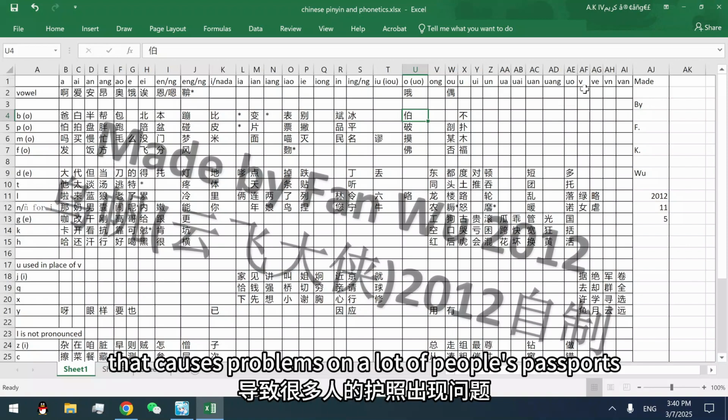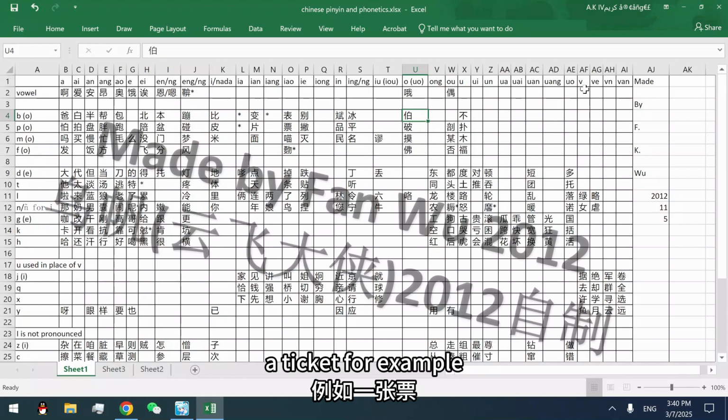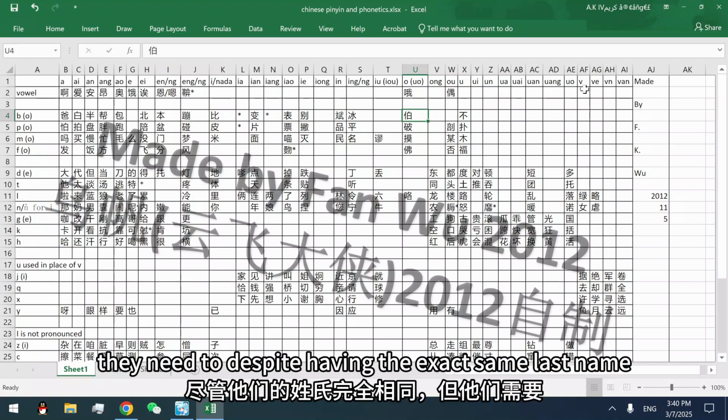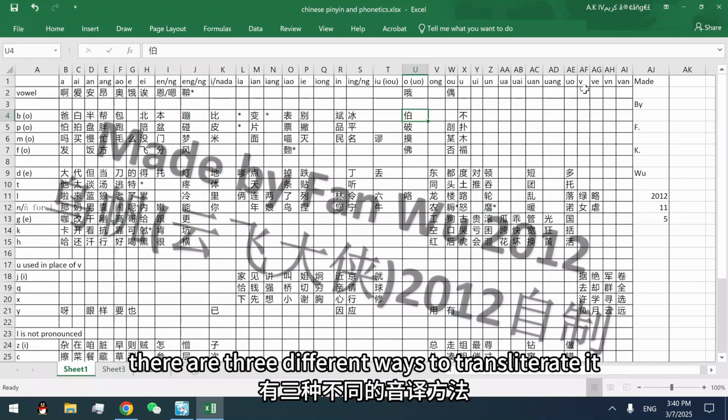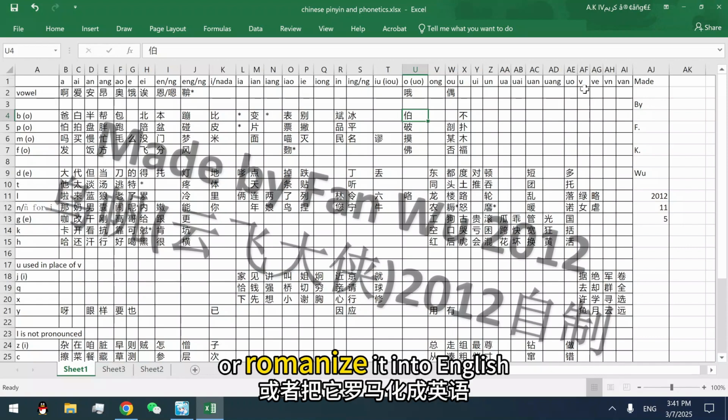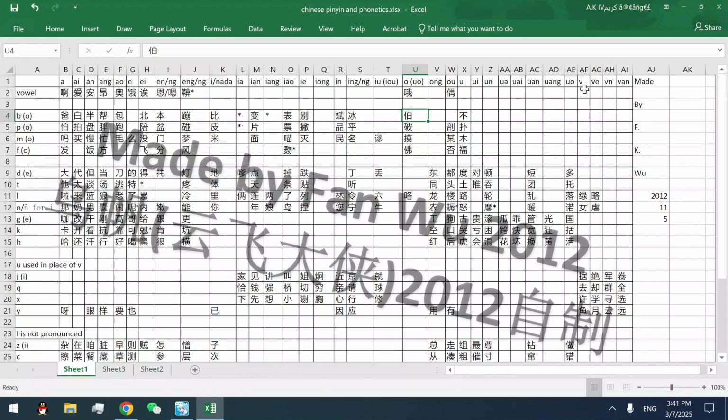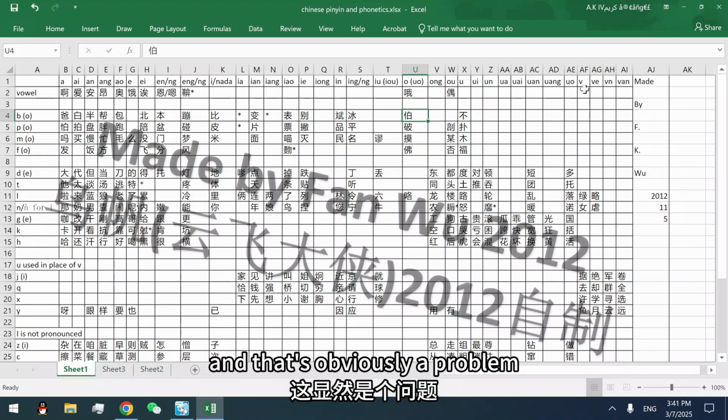And of course, that causes problems on a lot of people's passports when they're booking a ticket, for example. Despite having the exact same last name, there are 3 different ways to transliterate or Romanize it into English. And that's obviously a problem.